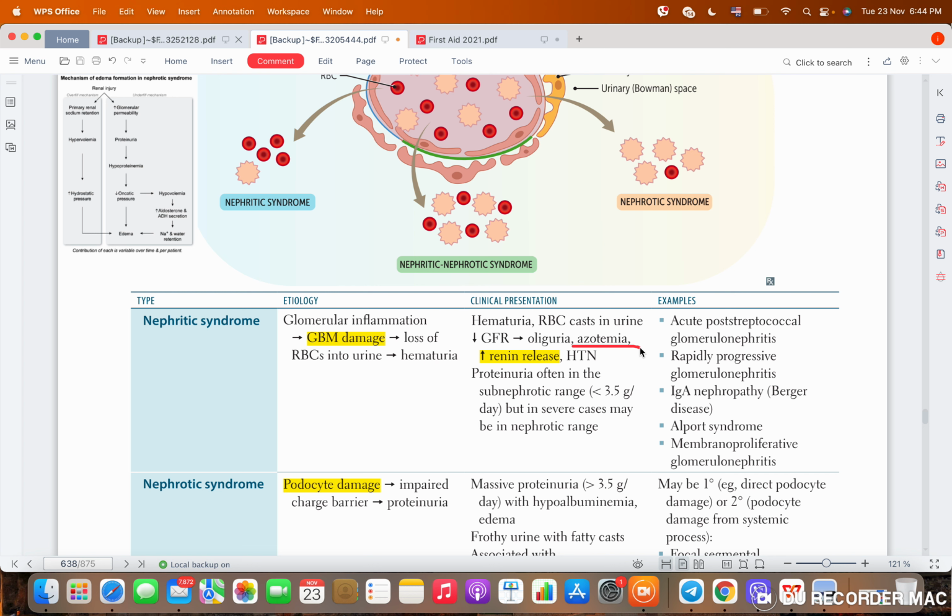Yes, an increase in the BUN, which is basically how much nitrogenous particle you have inside of your blood. For example, urea is a nitrogenous particle. Ammonia is a nitrogenous molecule. So BUN is the blood urea nitrogen, which represents how much urea and other nitrogenous particles you have accumulating inside of your plasma. Okay, so there will also be more renin release.